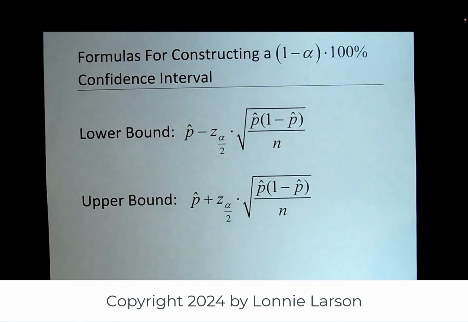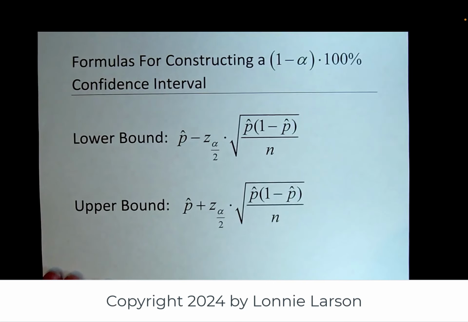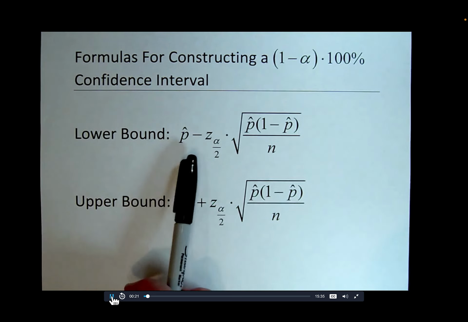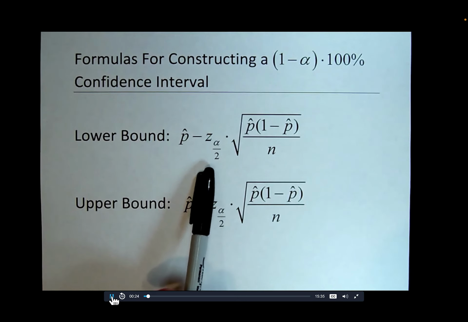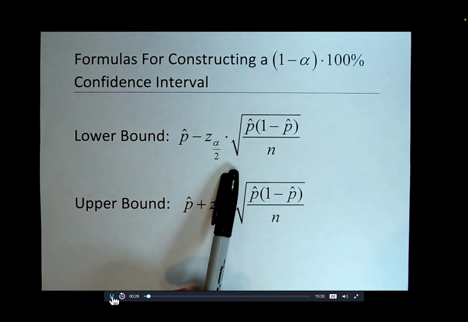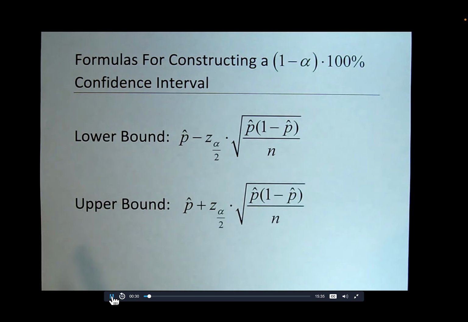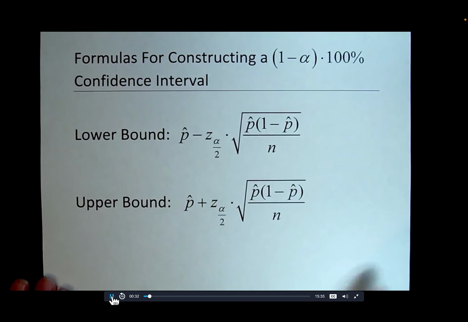Welcome back. Let's put this alpha to work and get some formulas. So, for constructing a 1 minus alpha times 100% confidence interval, the lower bound is your point estimate minus z sub alpha over 2 times the square root of the point estimate times 1 minus the point estimate over n. Don't worry, we're going to do an example, so you'll see how this all goes together.